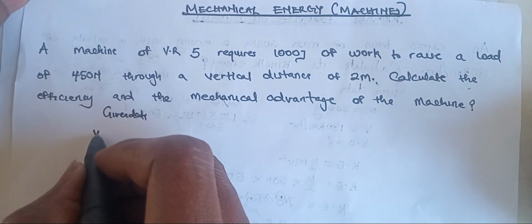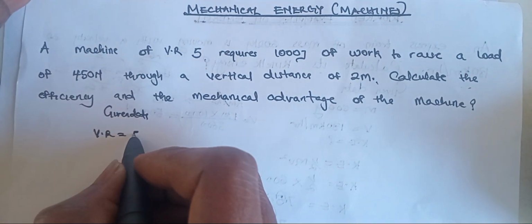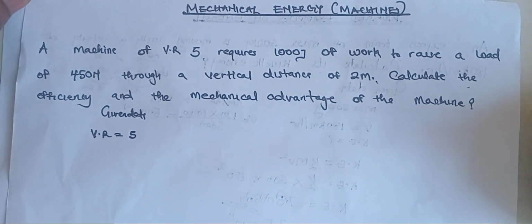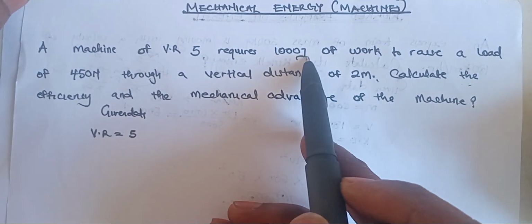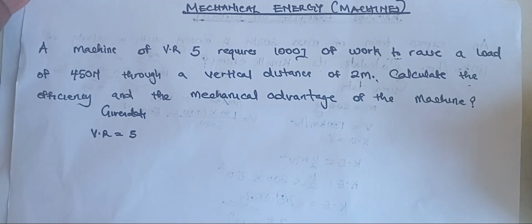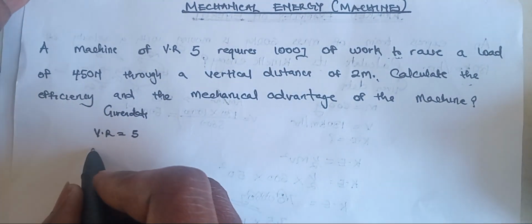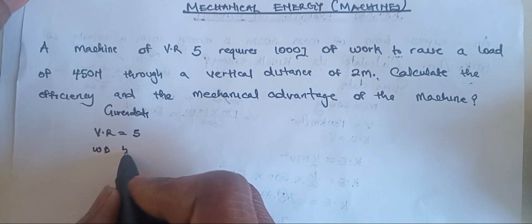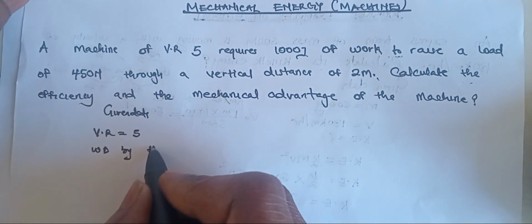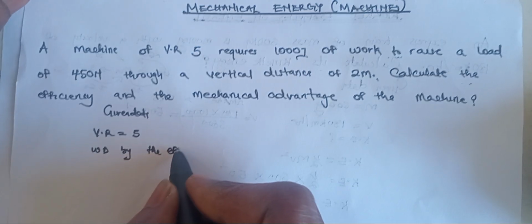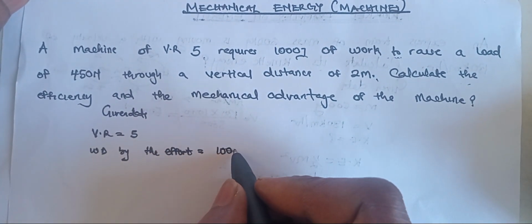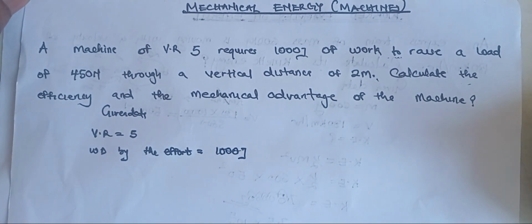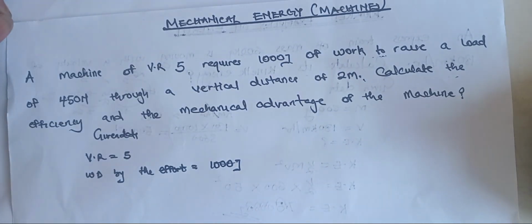We are given velocity ratio to be equal to 5. We are also given that it requires 1000 joules of work to raise a load. So the effort we want to use to raise the load is mentioned in joules. That means the work done by the effort is 1000 joules.